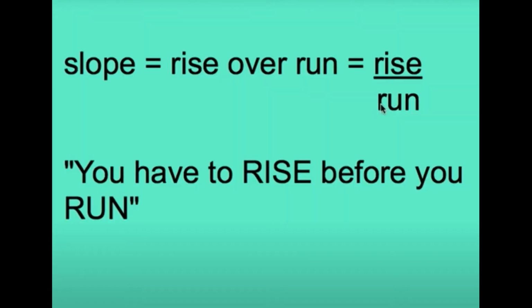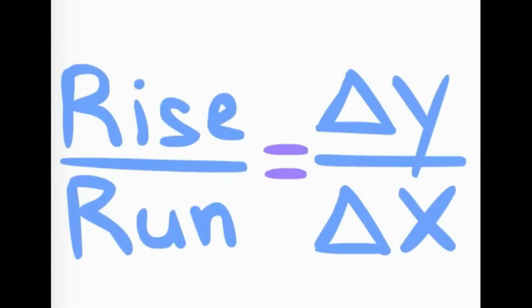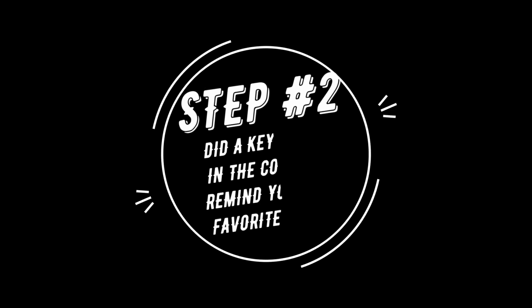Here you can see my identified math concept is slope equals rise over run, and the fact that you have to rise before you can run. Think about when you get up in the morning. Another way rise over run is represented is using the Greek symbol delta, which looks like a triangle. Rise is the change in y, over run, which is the change in x.